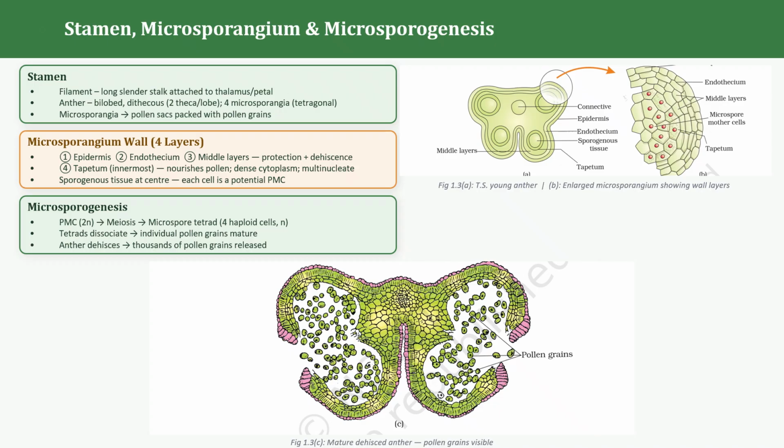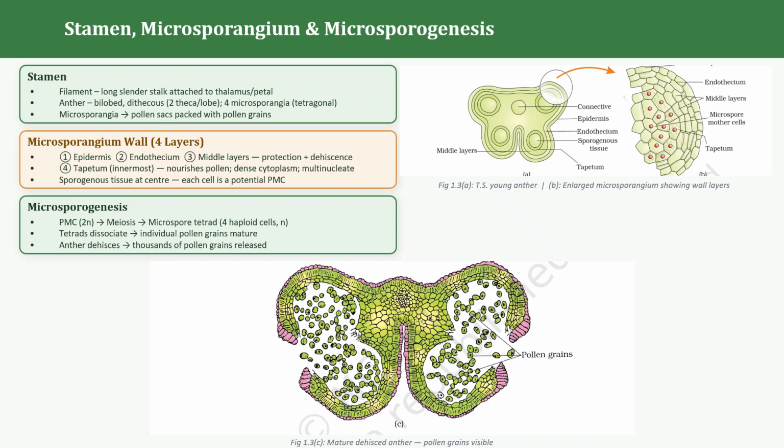Microsporangium, we can call that a pollen factory. Why? Because it's a pollen-producing structure present inside the anther. What is its function? It produces microspores, develops into pollen sacs and stores pollen grains before release. Let's see the structure of the microsporangium wall, children. Four layers are there, right?